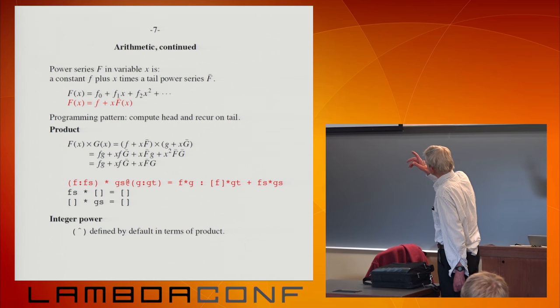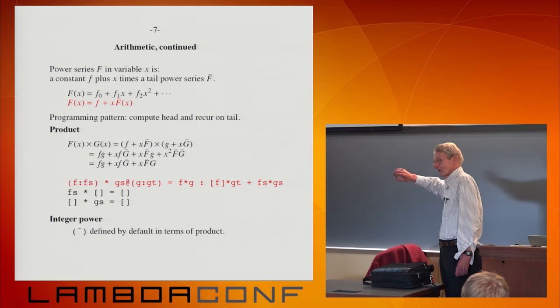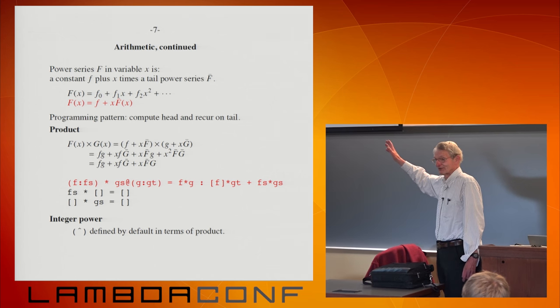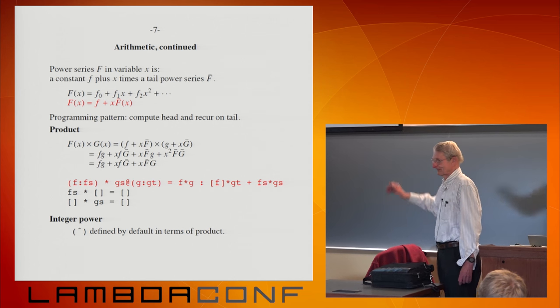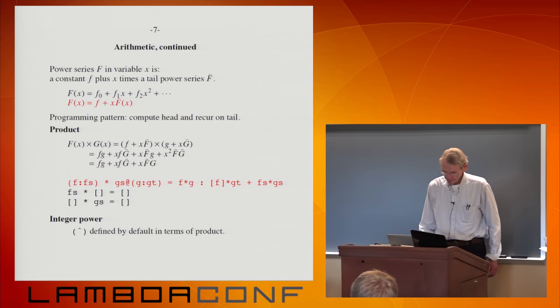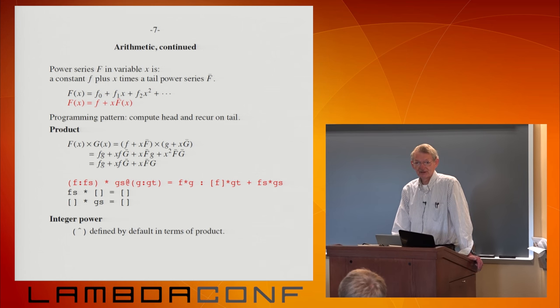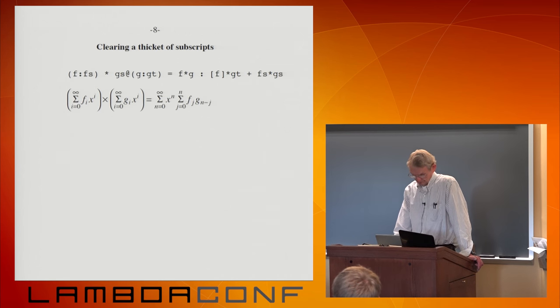And multiplying by x is simply moving something one place down the sequence. So that the const function performs multiplication by x. We get integer powers for free because they're defined in Haskell in terms of the product.